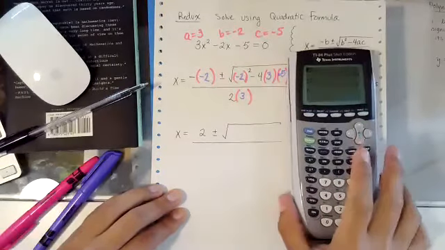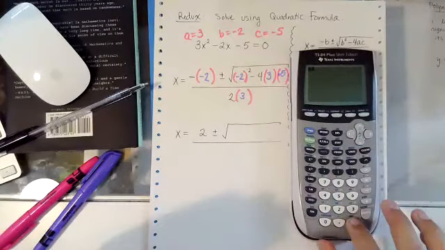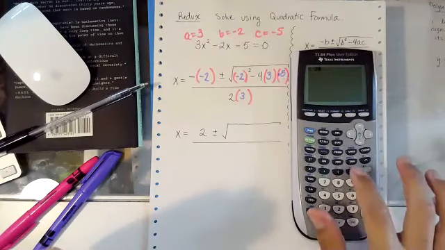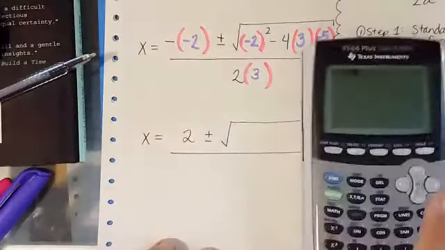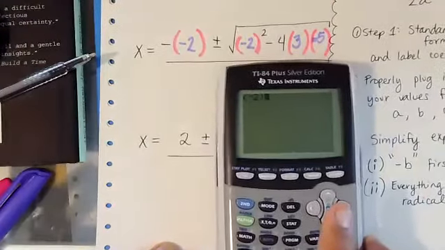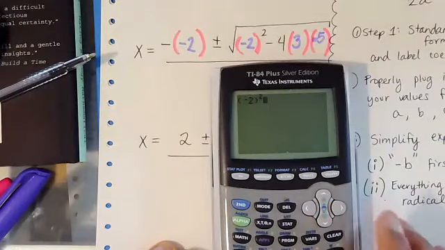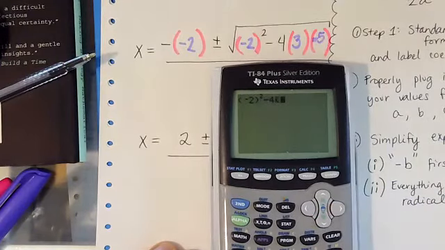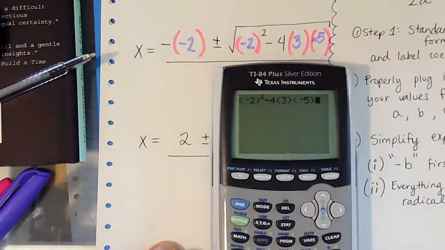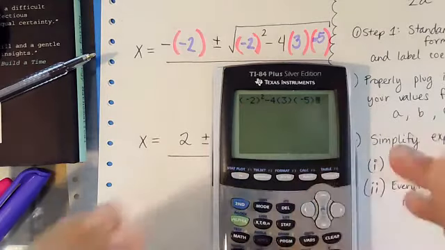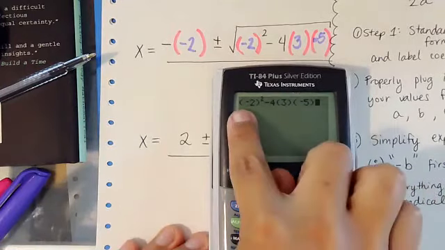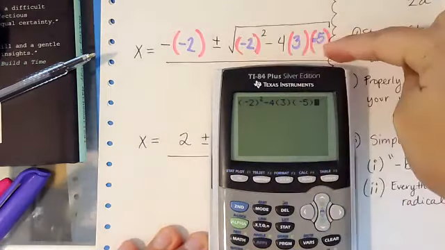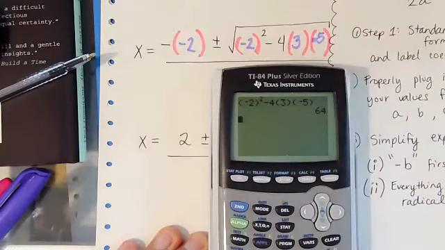So when I say that, I mean you need the parentheses. Let me zoom in so you can see. In the radical, we have negative 2 squared minus 4 times 3 times negative 5. That's the stuff inside the radical. It has a special name called the discriminant, but we don't really need to know its special name. Just know that as long as you type it in exactly the way you wrote it here, when you hit enter, it will give you the correct value.